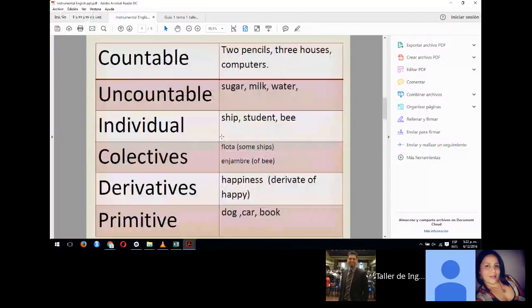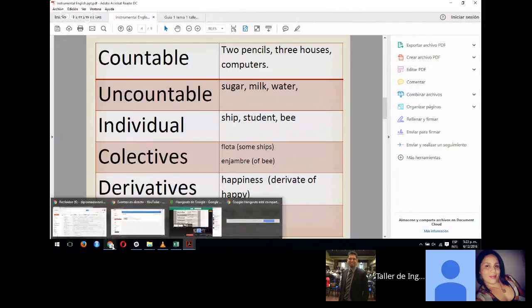Countable. A noun is countable when you can count it, for example, 2 pencils, 3 houses, computers. A noun is uncountable when you can't count it, for example, sugar, milk, water, ocean.